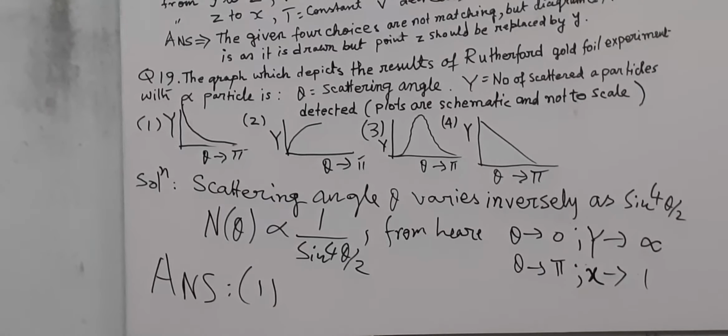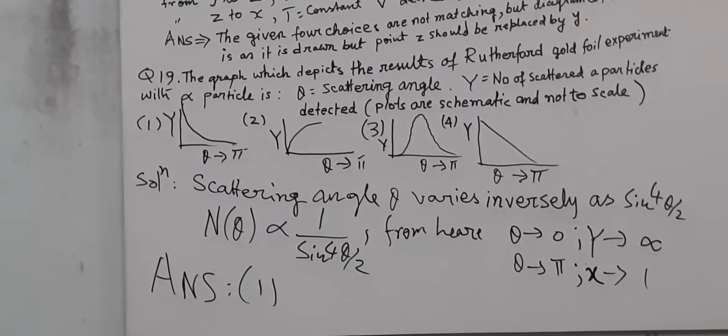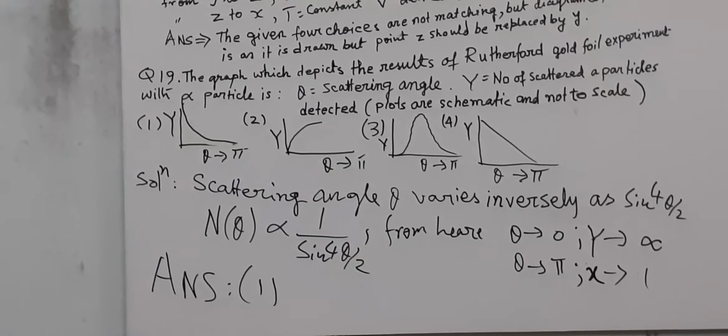The number of scattered particles varies inversely as sin to the power 4 theta by 2. That is, N as a function of theta is inversely proportional to sin to the power 4 theta by 2. But as theta tends to 0, y tends to infinity. When theta tends to pi, y will be towards 1. So graph 1 is the best answer here. So we will mark number 1 plot.